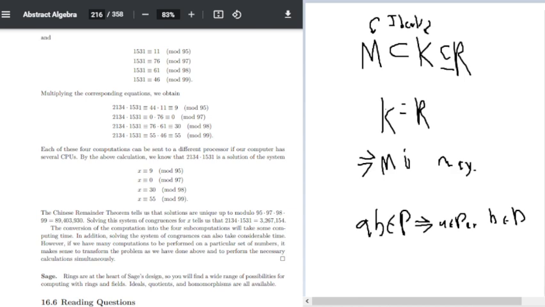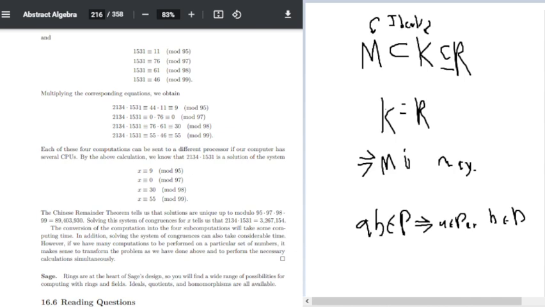By the above calculation, we know that 2134 times 1531 is a solution of the system x is congruent to 9 mod 95, x is congruent to 0 mod 97, x is congruent to 30 mod 98, and x is congruent to 55 mod 99. The Chinese remainder theorem tells us there are solutions unique up to modulo 95 times 97 times 98 times 99, equal to 89,403,930. Solving the system of congruences for x tells us that 2134 times 1531 is equal to 3267154.